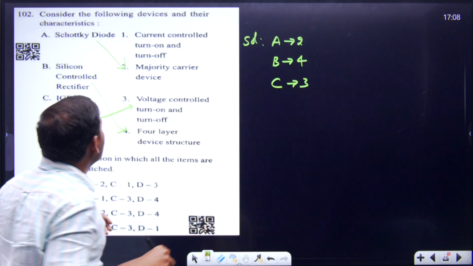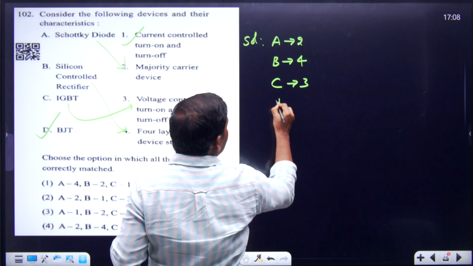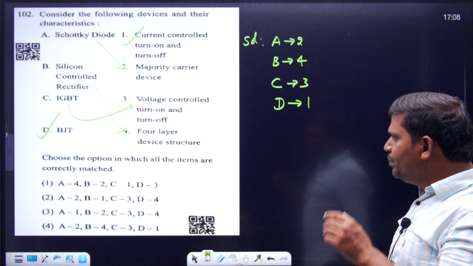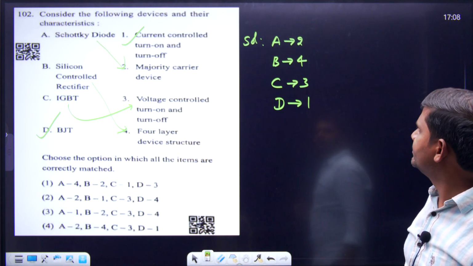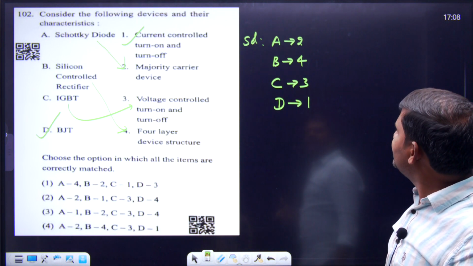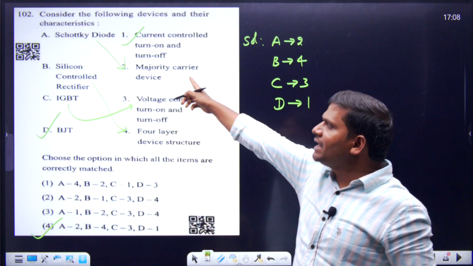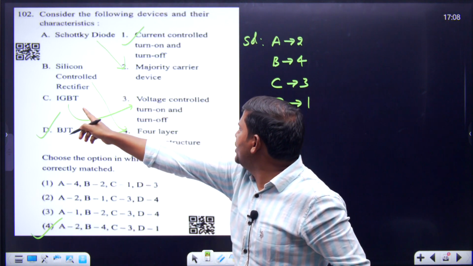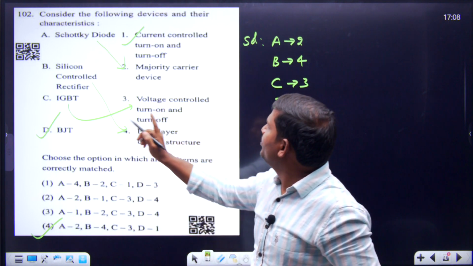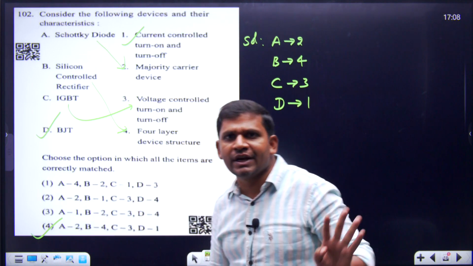Next, BJT. BJT is a current control device. D is matching with 1. So A2, B4, C3, D1. Then which option is correct? 4 is correct. Schottky diode is a majority carrier device. A silicon controlled rectifier is a 4-layer device. IGBT is the voltage control device. BJT is the current control device. A2, B4, C3, D1, the 4th statement is correct.